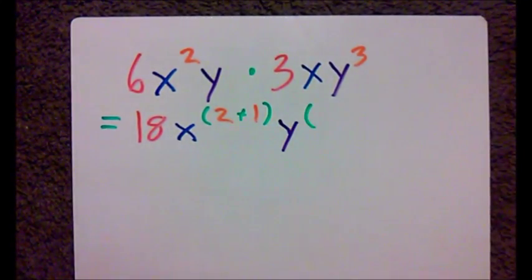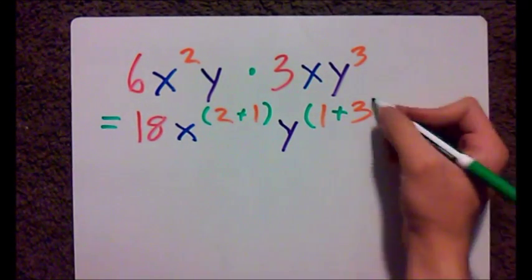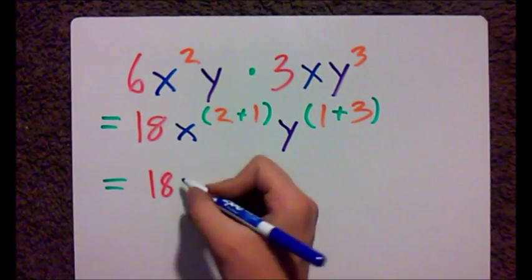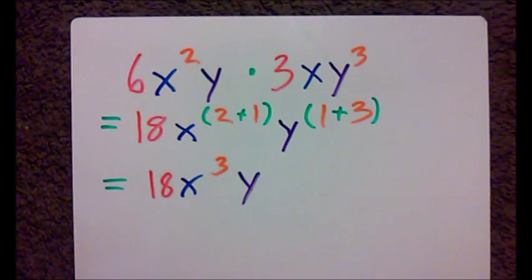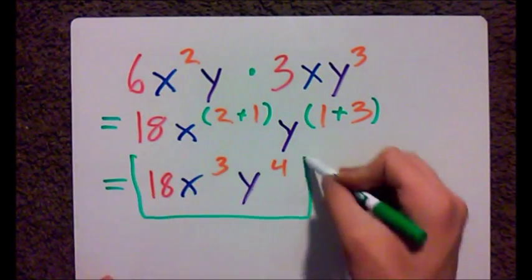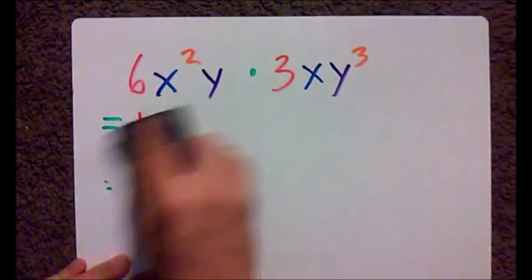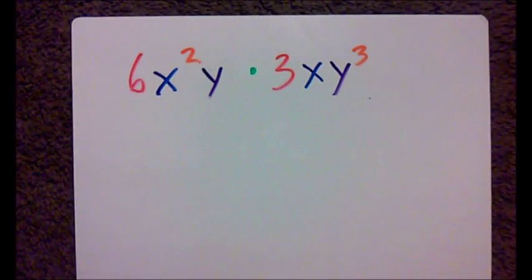We can only combine the exponents of 2 or more variables as long as the variables are the same. So we only write one of each variable and add the exponents of the corresponding variables. So x squared multiplied by x is x cubed, and y multiplied by y cubed is y to the power of 4.